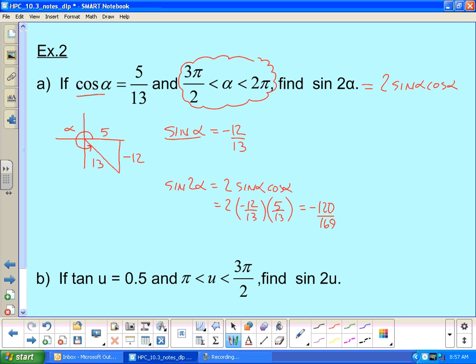And let's see, can we reduce any of those? No. So there's our value, sine of 2 alpha in that situation.